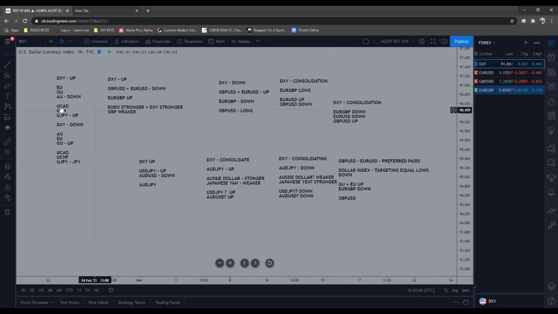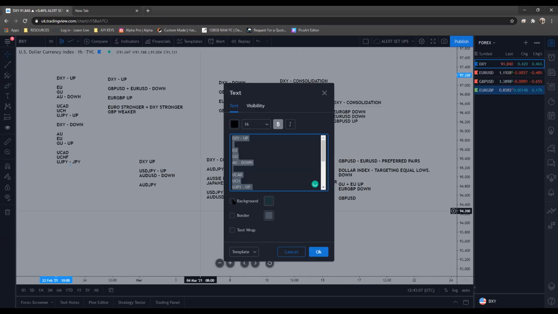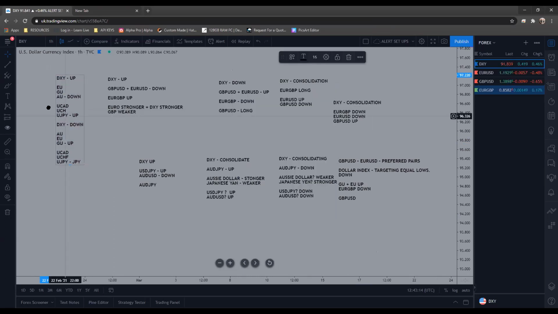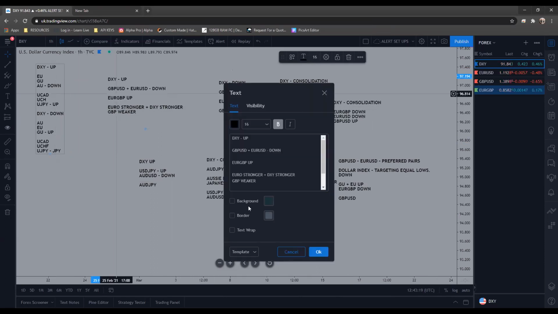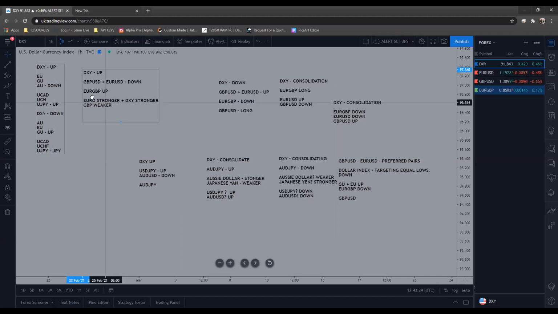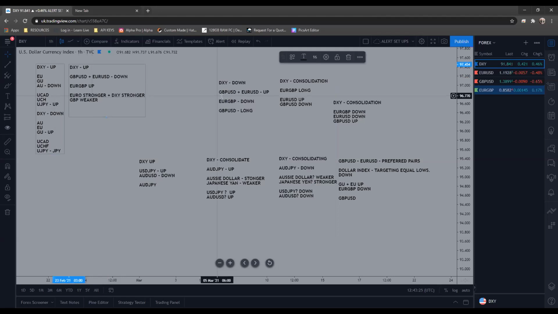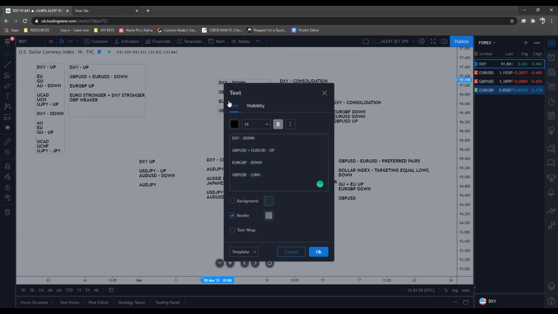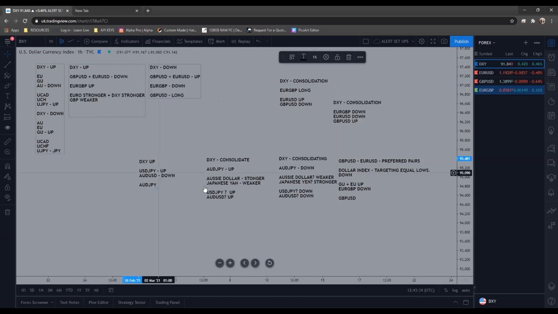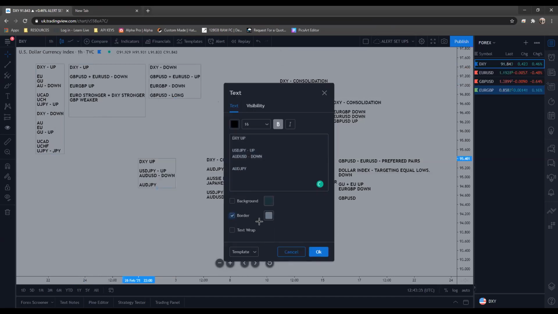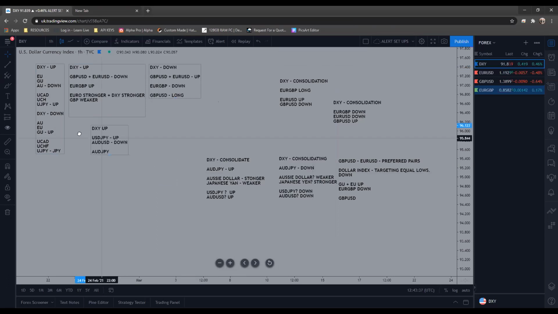Oh, this is a lot of writing. Let me just put a border in, so I'm going to try and tidy this up a little bit. Yeah, confluence, that's all it is. So any currency you're looking to trade, just give me a second to put some borders around these to try and keep them all separate.